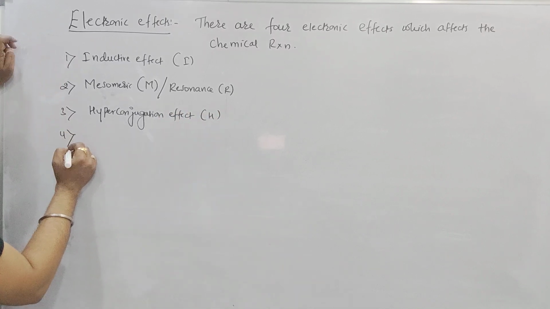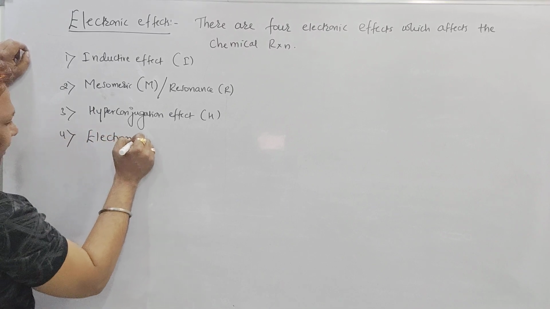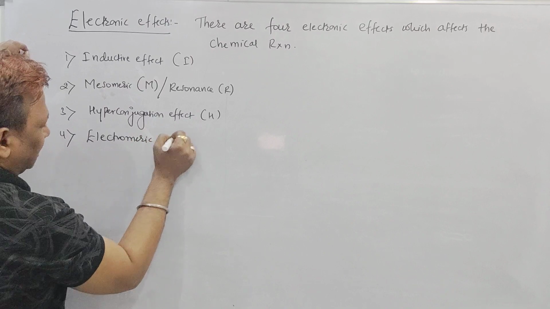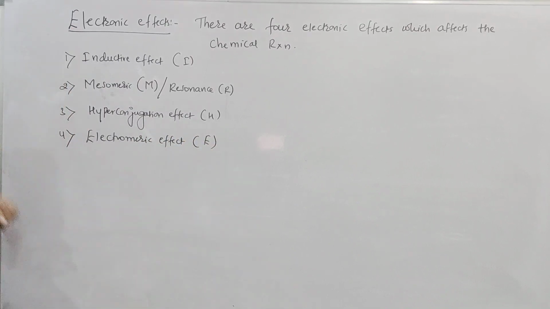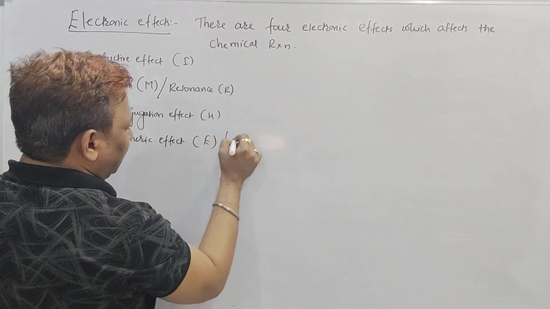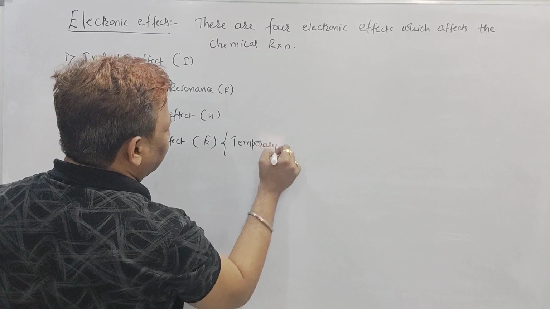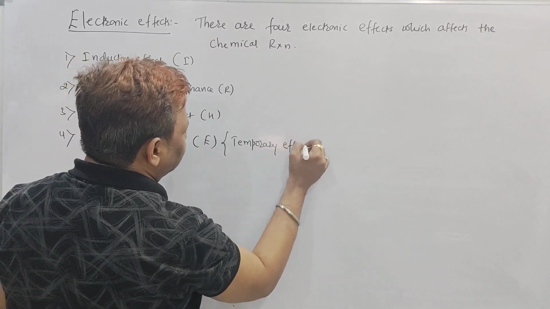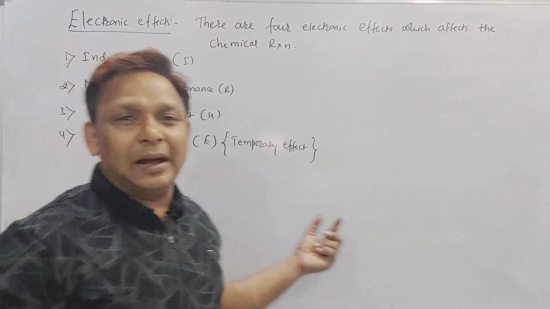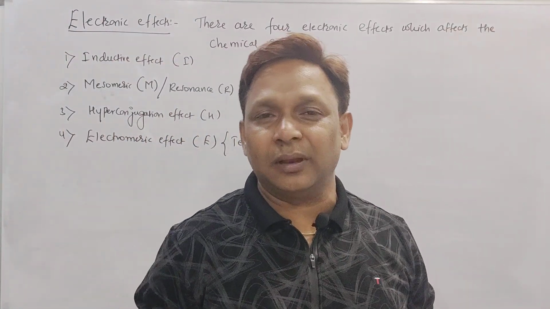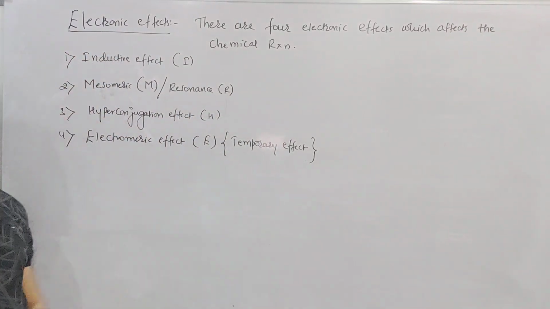And last, that is the fourth one, is called the electromeric effect, denoted as capital E. But among all the 4, the electromeric effect is a temporary effect. Even in IIT Mains, in NEET, in all competitive exams, they can ask a very simple question: among the following, which is a temporary effect? So remember beta, our electromeric effect is a temporary effect denoted as E.